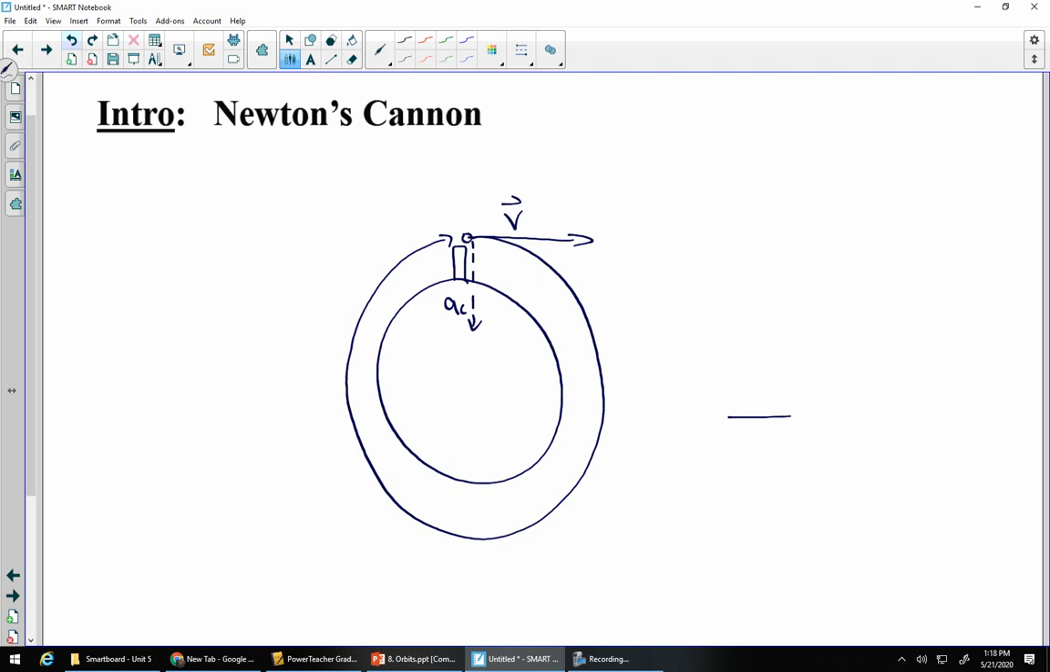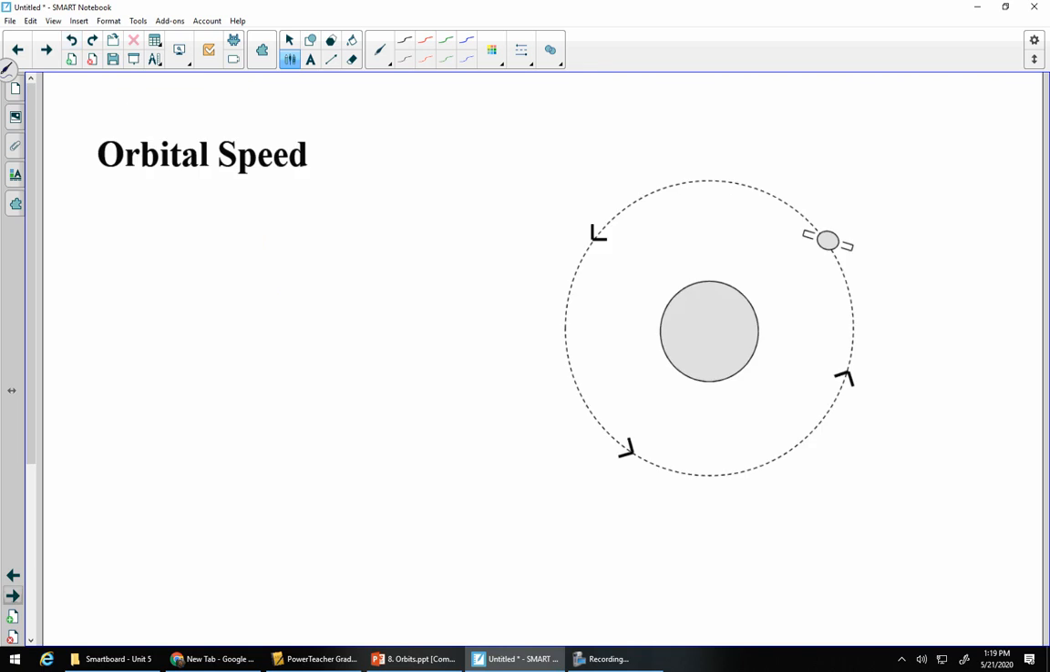So instead of a cannonball, picture the moon. Okay, that is a terrible moon. But okay, so picture a moon. Picture a satellite, same sort of idea. So it's continually falling towards the Earth, but it's got enough speed to prevent it actually ever hitting the Earth.